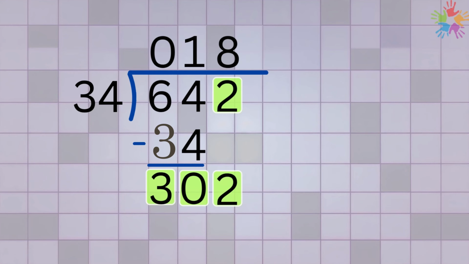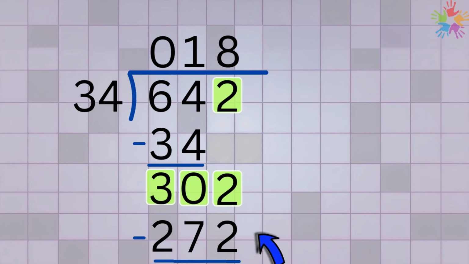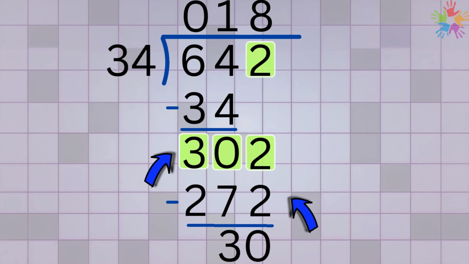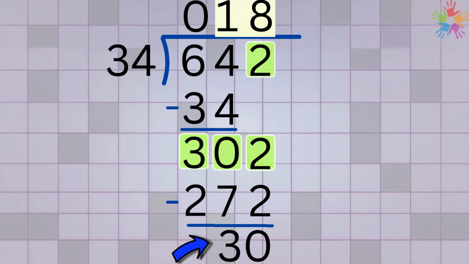Now we multiply again. 8 times 34 is 272. We subtract 272 from 302, which gives us 30. Now we look at what's left. 30. There are no more digits in the dividend to bring down, so 30 is our remainder. Our final answer is 18, with a remainder of 30.